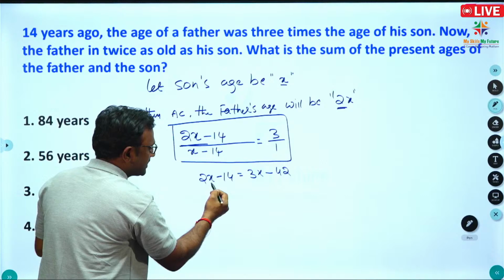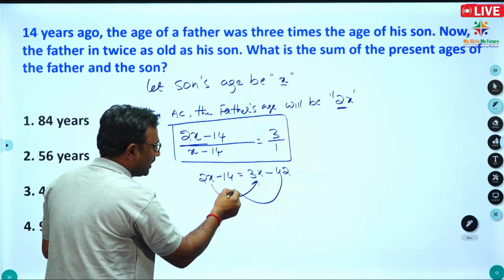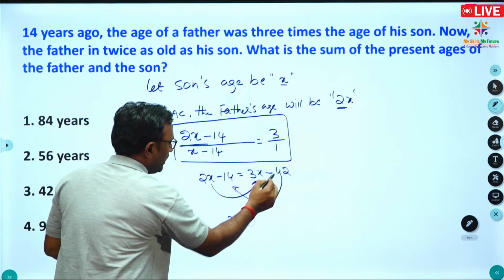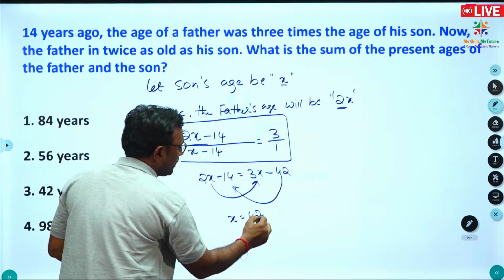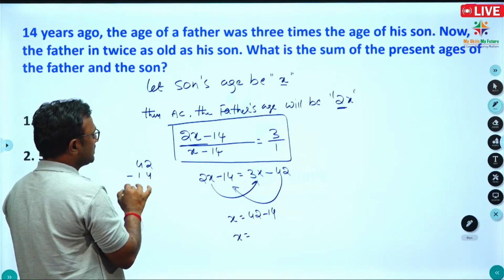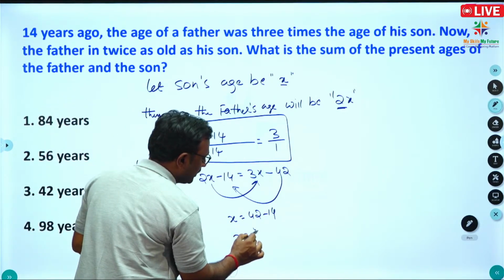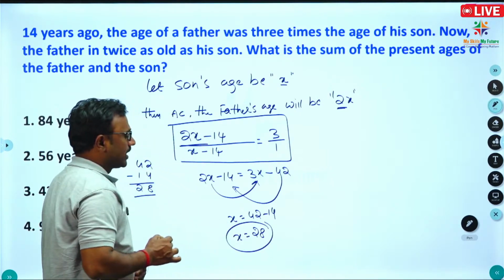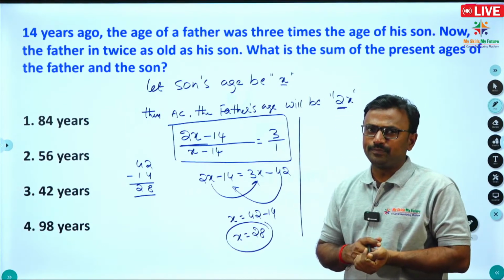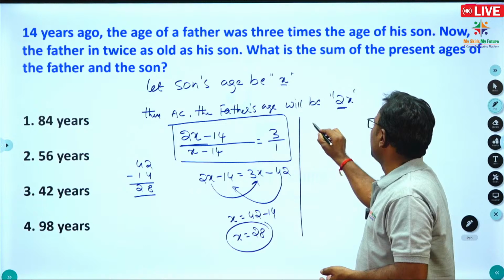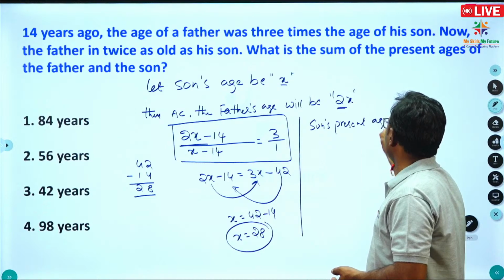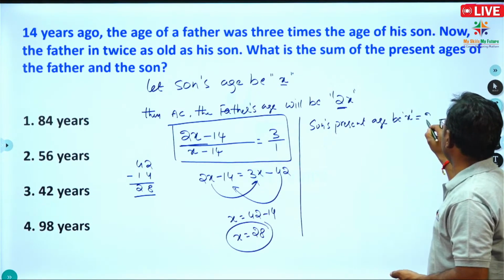Send this 2x to the right side and 42 to the left side. So 3x minus 2x is x, and 42 minus 14, so x is equal to 42 minus 14. What is the answer? 28. So x is what? x is the present age of son. So the son's present age be x, so x is equal to 28.